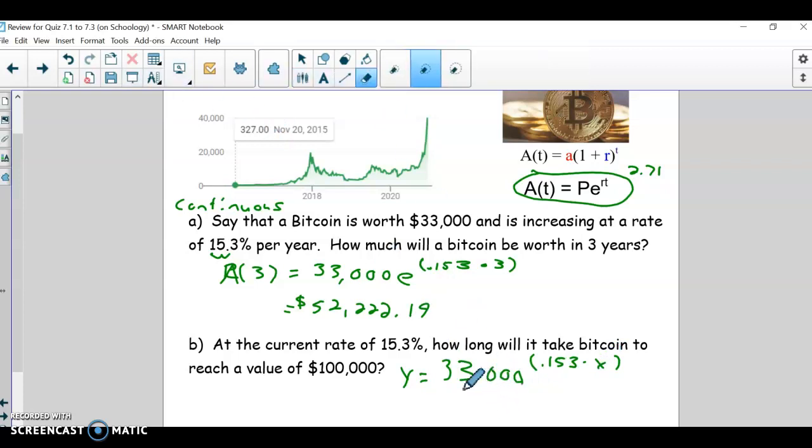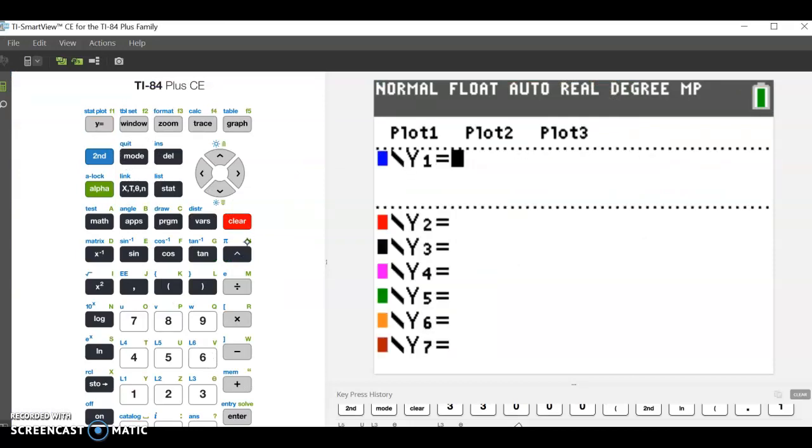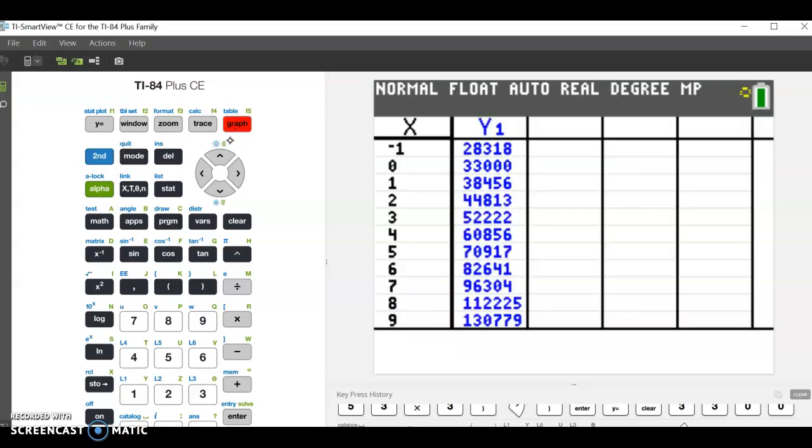But basically, I'm going to use the Y equals screen and then figure out when it reaches 100,000. Okay, so instead of entering it here, I'm going to go Y equals, clear out whatever I've got, 33,000, do my E to the X key, and then I'm going to put here the 0.153 to the X year, close the parenthesis. Okay, and then instead of graphing it, I'm going to look at the table. So I'm going to go second and the graph key. And now I can see the amount after all the different years.